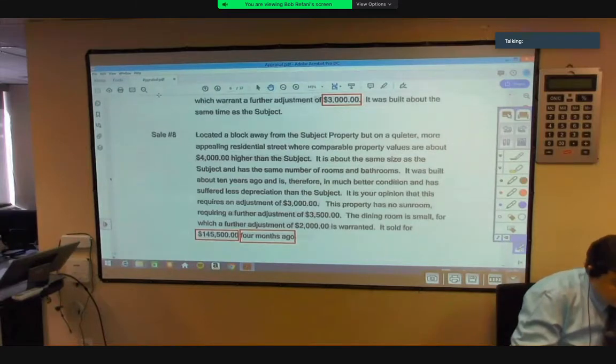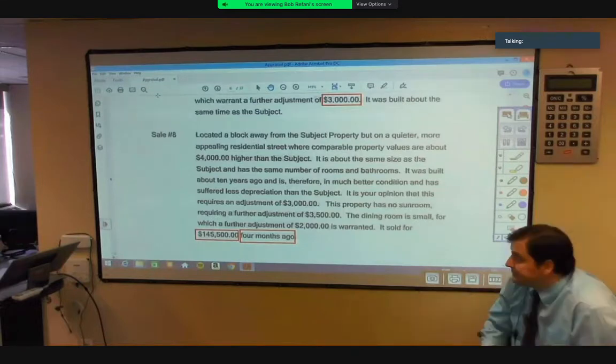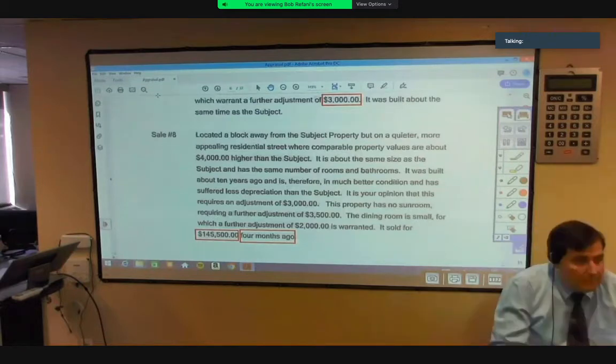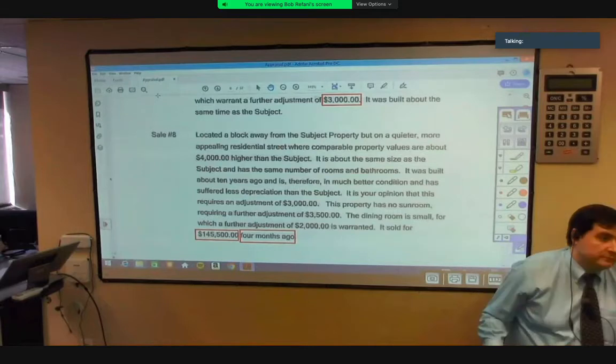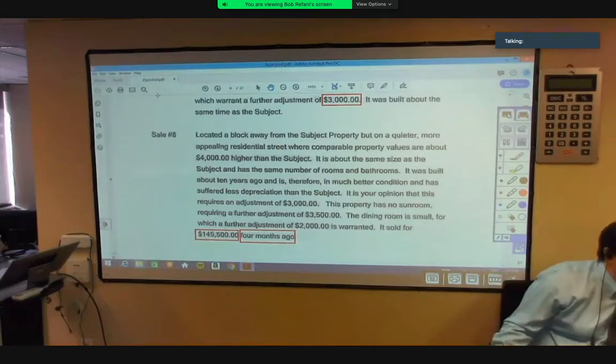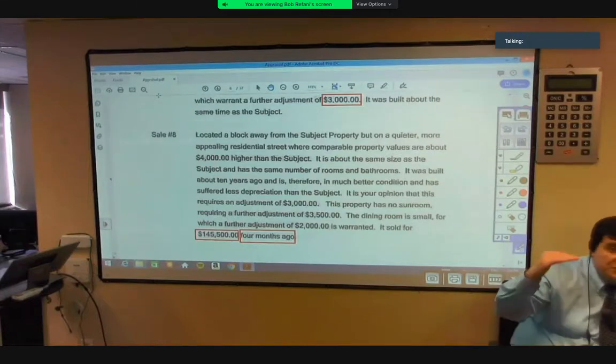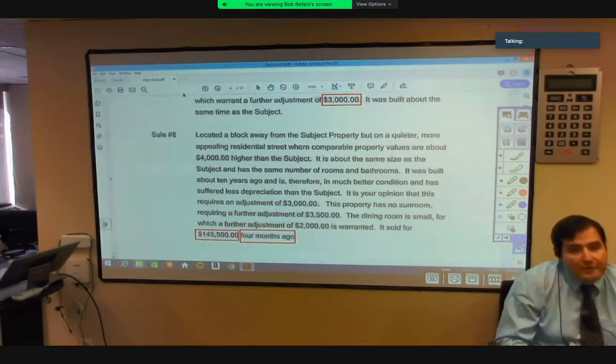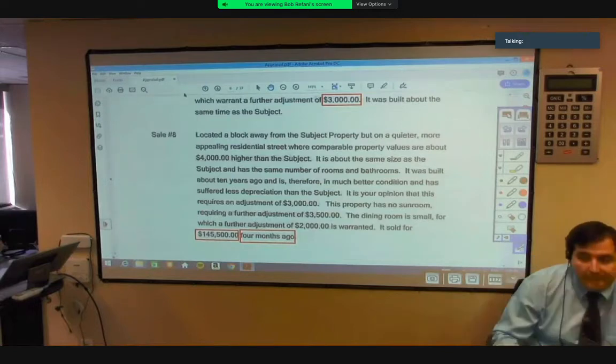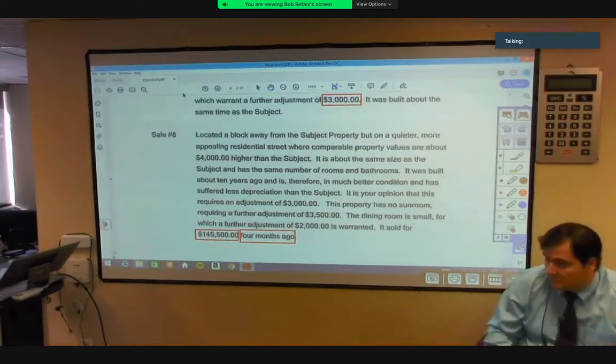More is less. It is about the same size as the subject and has the same number of rooms and bathrooms. It was built about 10 years ago and is therefore in much better condition and has suffered less depreciation than the subject. It is your opinion that this requires an adjustment of 3,000. So is that plus or minus? Yours is less, so more is less. This property has no sunroom requiring a further adjustment of 3,500.